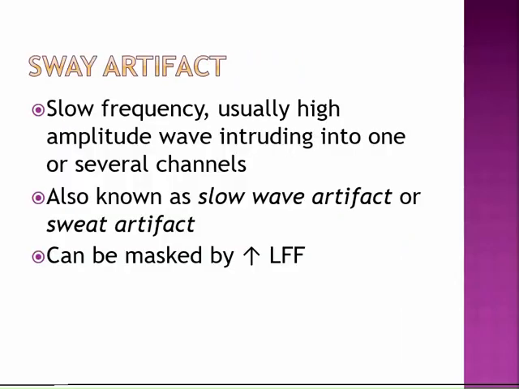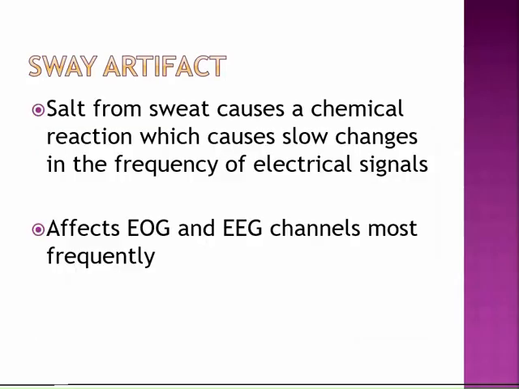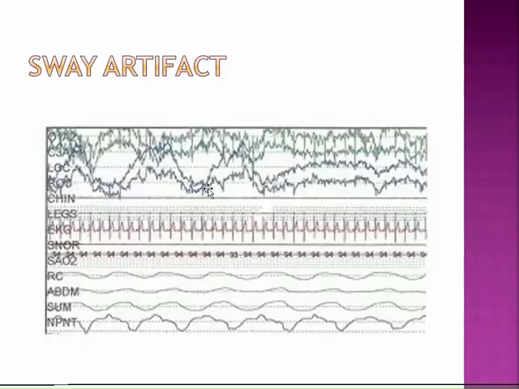Sway artifact, also referred to as slow wave artifact or sweat artifact. Essentially, it's a slow frequency, that's why it's called slow wave artifact. It comes through as a very slow rolling waveform that bounces within your electrodes, and it's caused by sweat. When any of our patients sweat, it creates a kind of salt bridge between the electrode and its connection to the scalp, and it causes this very slow, bouncing, rolling artifact in your channels. Very common.